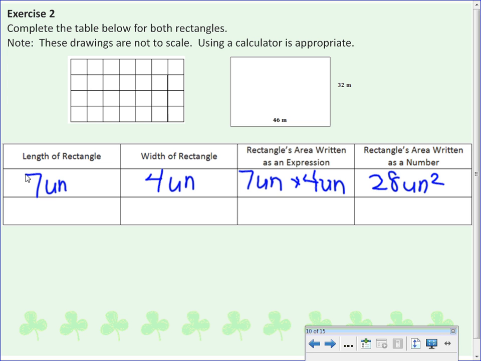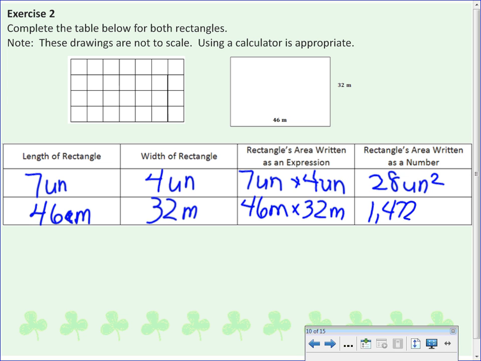Make sure you're properly labeling your answers, just like you learned to do so in your science unit. So 46 meters, 32 meters, 46 meters times 32 meters, 1,472 meters squared is the area for the second rectangle. Any questions on where those numbers came from?